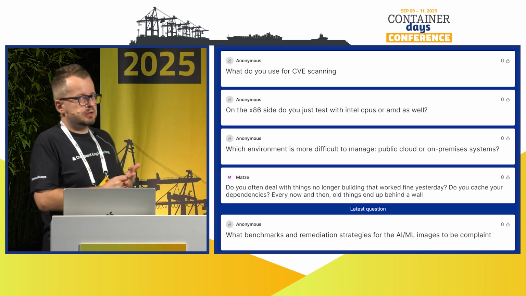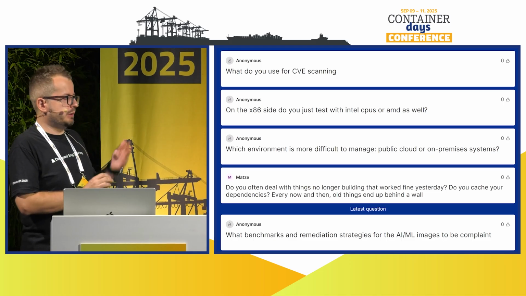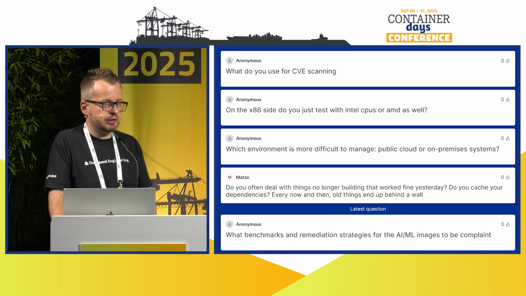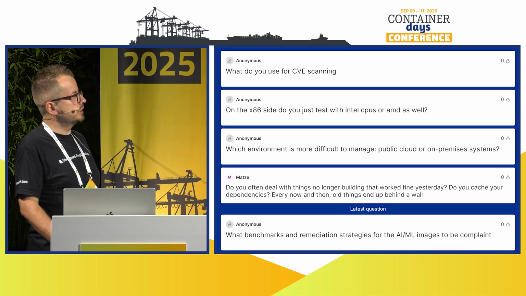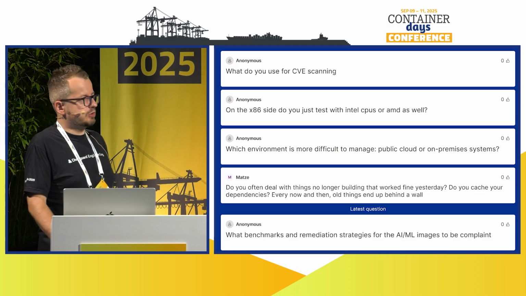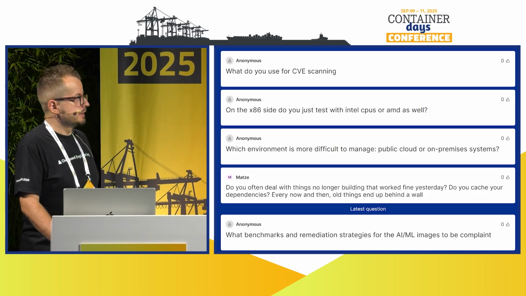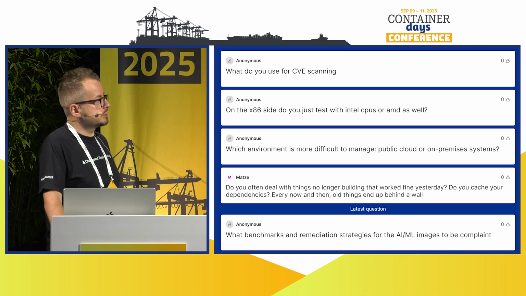On the x86 side, do you just test with Intel CPUs or AMD as well? We use whatever is in the cloud. So I mentioned the clouds, that's AWS and Google specifically. I think they all just use Intel, not AMD. But if they would provide AMD, we would also test with that. It's just we use whatever instances the cloud gives us.